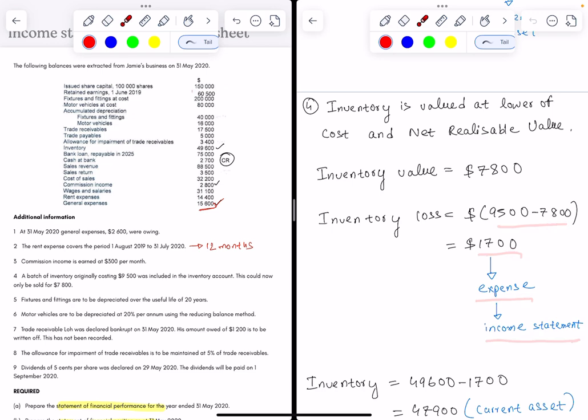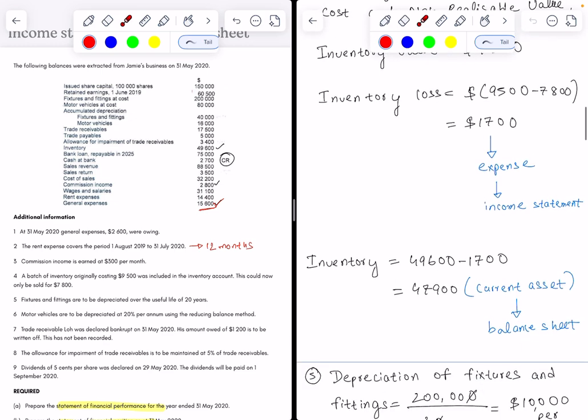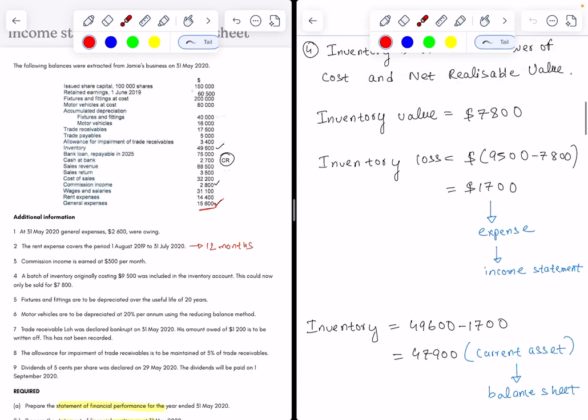Okay? Next, when you show the amount of inventory as a current asset in the balance sheet, because inventory is obviously a current asset because you can convert this inventory into cash in the future for your business, right? So the amount of current assets for inventory which we will report in the balance sheet is the revised amount that has accounted for the loss. Originally, the balance was $49,600, which is what you can see here. All right, on the left-hand side, I'm just ticking.